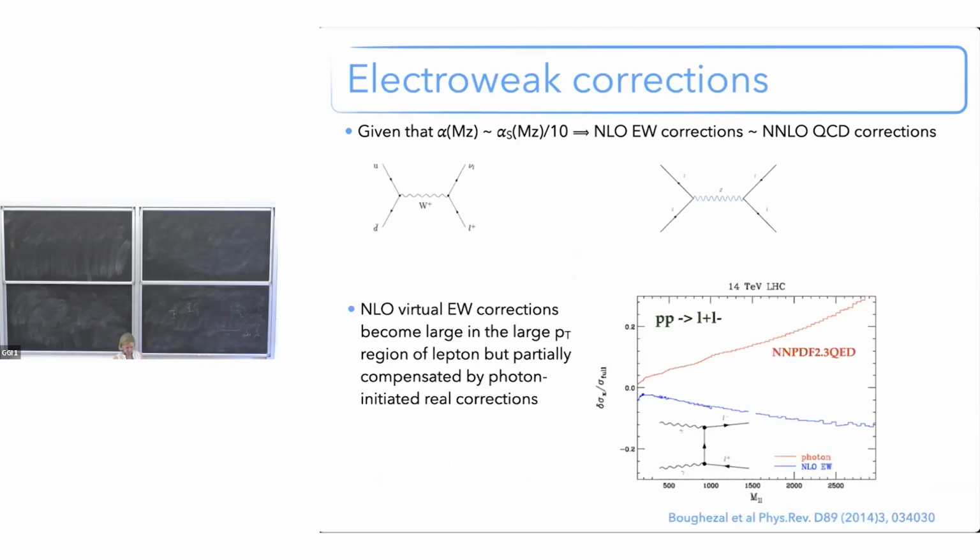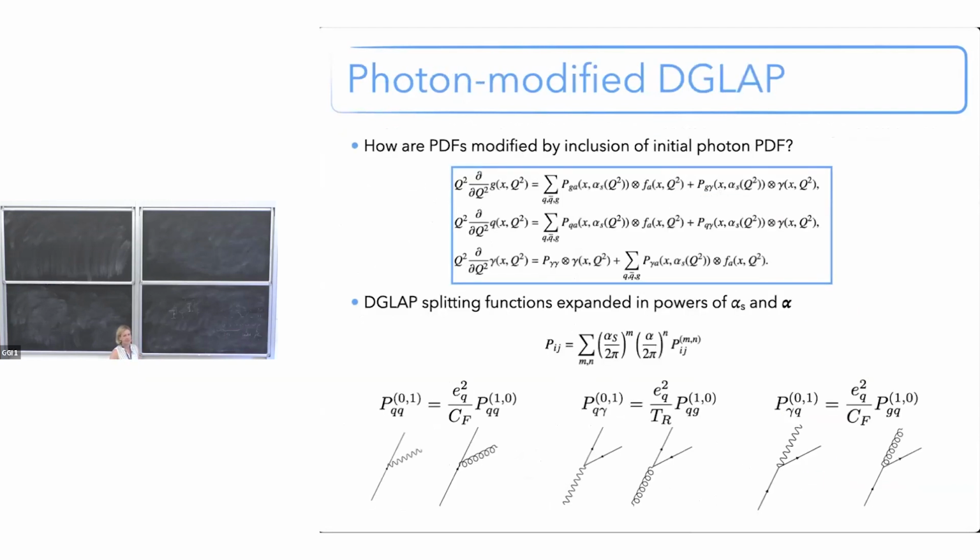So what I want to say is that if you want to include the NLO electroweak correction, you do need to have the photon-initiated contribution. So what you need to do is add a photon to your DGLAP evolution.